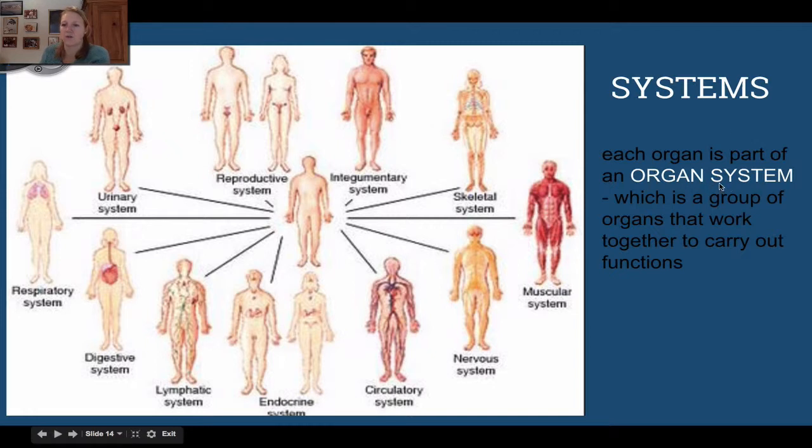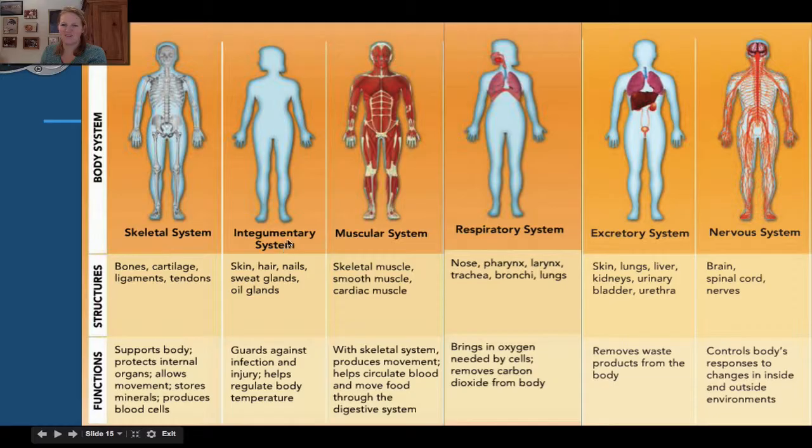Okay, so this is a vocabulary word that you need. Organ system, which is a group of organs that work together to carry out functions. Okay, and I had listed just a few. We talked about the chimpanzee's urinary system, but there's respiratory, digestive, lymphatic, endocrine, circulatory, right, where all the veins and arteries are, nervous system, muscular system, skeletal, reproductive, urinary, and integumentary. So we will be looking at a few.